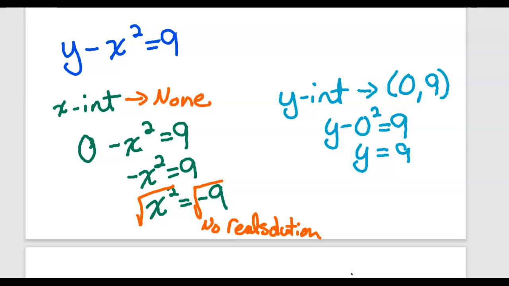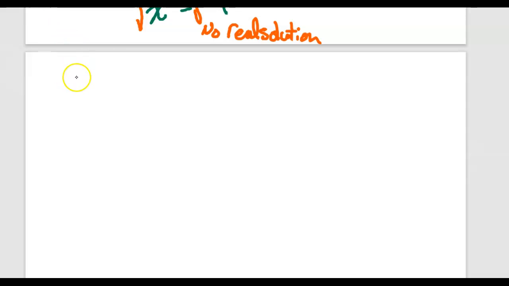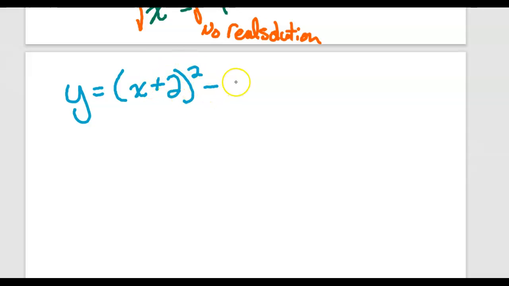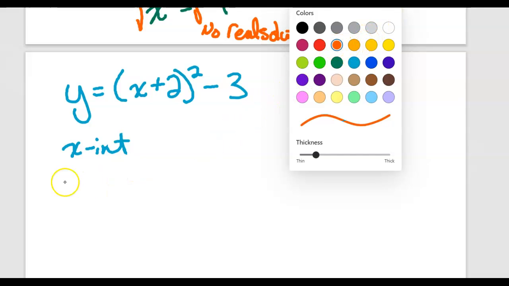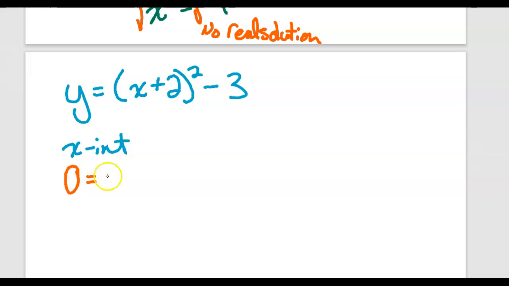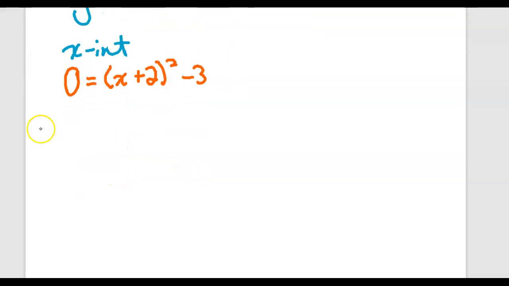Let's look at a couple of others though, because some of them may have more than one intercept. Let's look at the equation y is equal to (x plus 2) squared minus 3. And I want to first start out finding the x-intercept. Finding the x-intercept on this one is going to take us a little bit of a challenge because I get 0 is equal to (x plus 2) squared minus 3. So I'm going to add 3 to both sides. So I get 3 is equal to (x plus 2) squared.